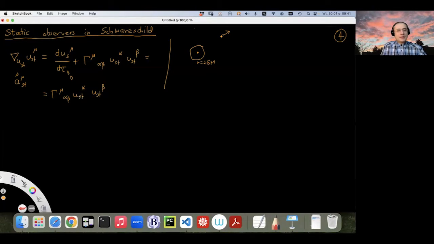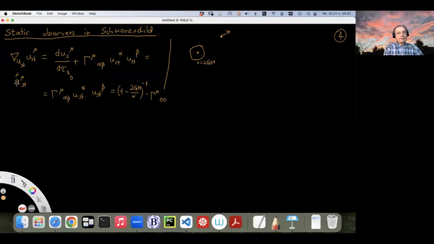But then we know that u_static has only the first component non-vanishing and equal to (1 − 2GM/r)^(-1/2). So what we get here is 1/(1 − 2GM/r) times Γ^μ_00, the Γ^μ_00 component. Okay, so that's something we can in principle calculate. But in fact, there's hardly anything we have to calculate.